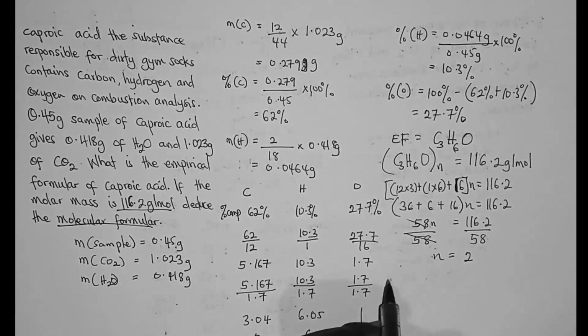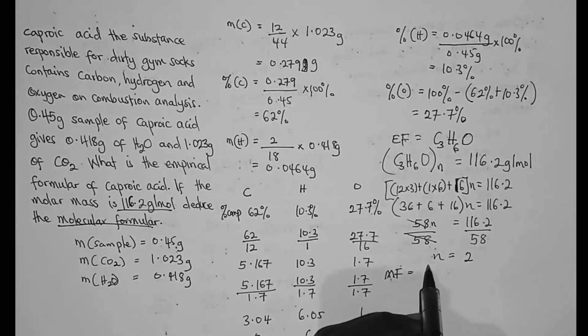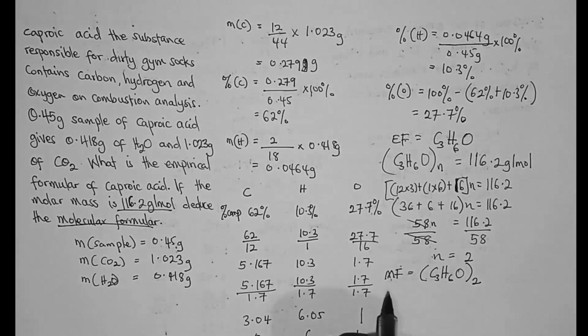So therefore, the molecular formula for caproic acid is C3H6O, then n is 2, so times 2. And therefore, the molecular formula is 3 times 2 is 6, so C6. 6 times 2 is 12, H12. And then 1 times 2 is 2, so O2.